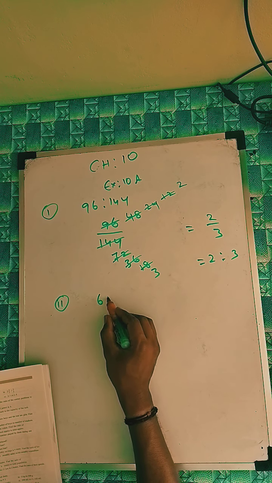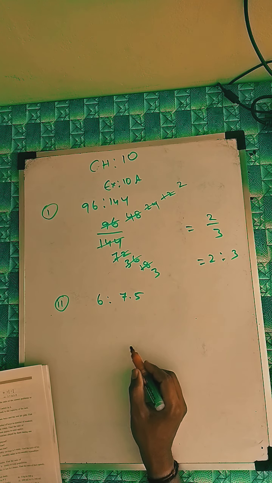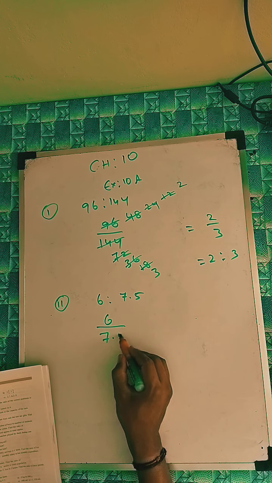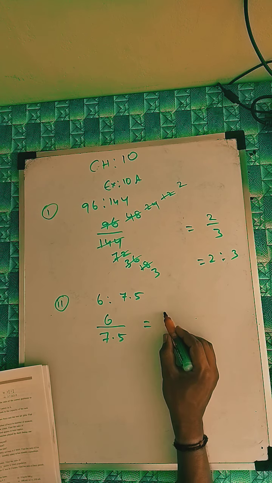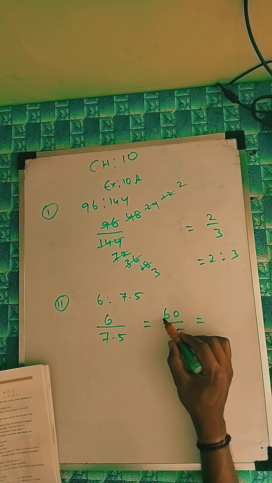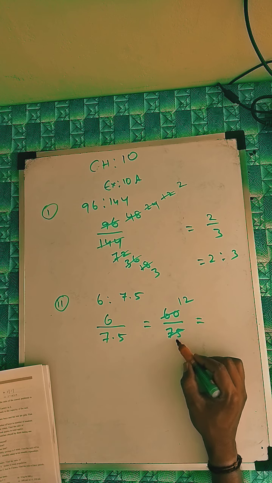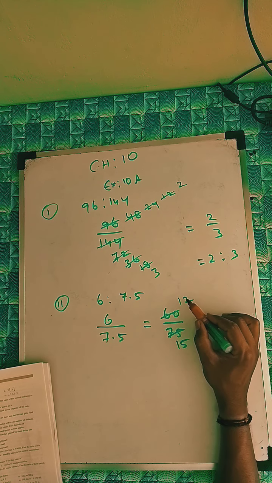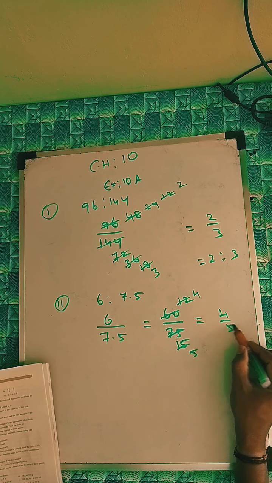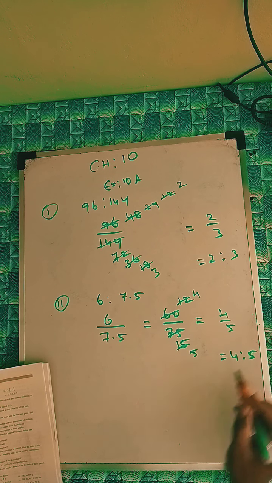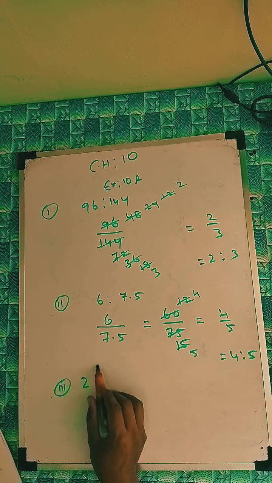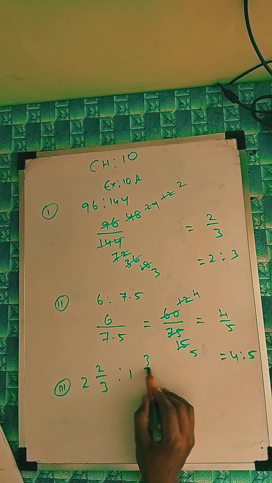6 is to 7.5. So we can write here 6 by 7.5. The point is here, so what you will do, you will put 0 here and we can cut the point. Now we can cut by 5. 12 5 0, 15 5 0. Again cut by 3, 4 3 0, 5 3 0. So the answer is 4 by 5. So we can write 4 is to 5. Understood?